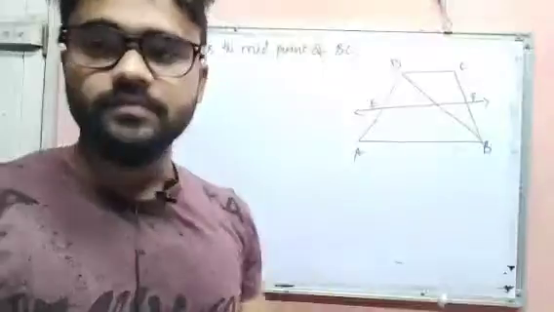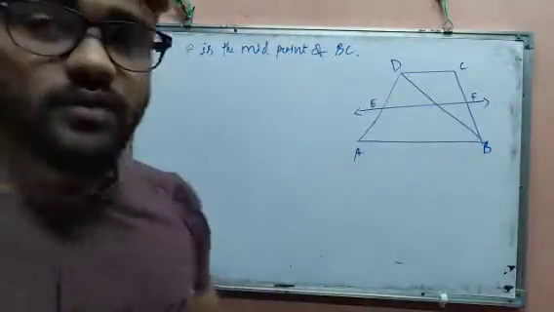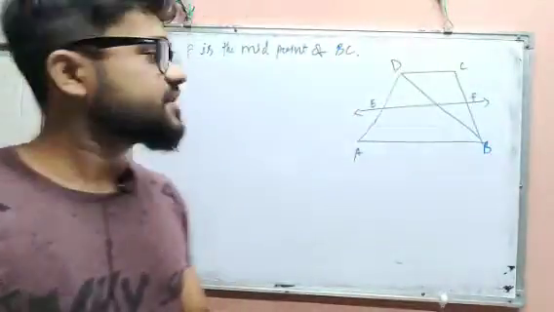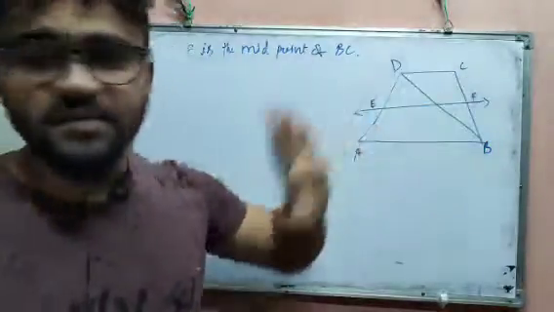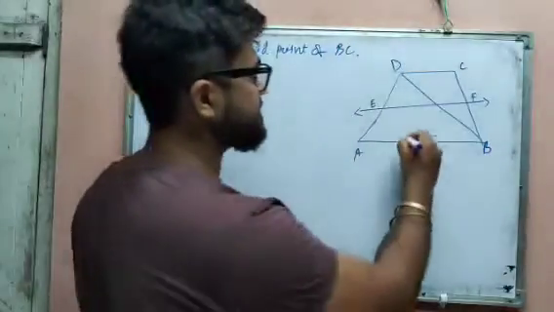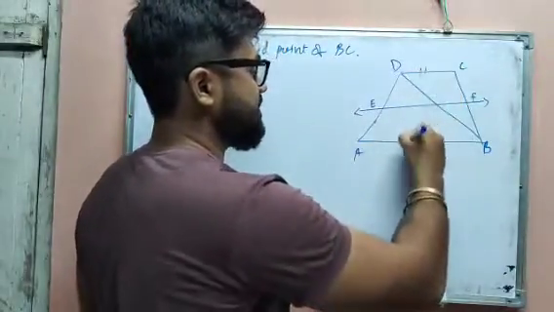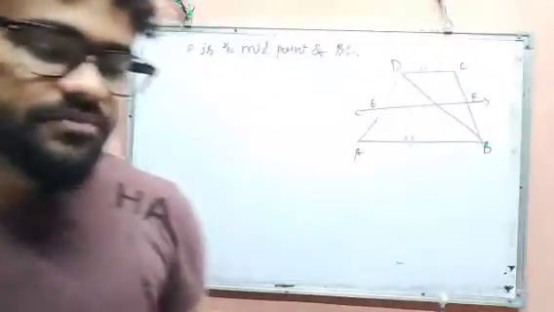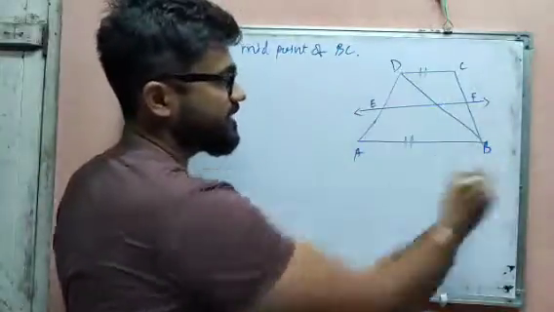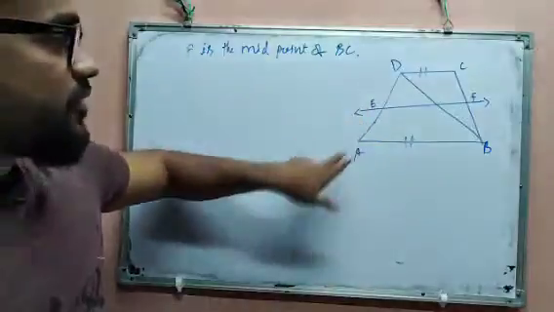Okay. So in this question, what is given? ABCD is a trapezium. And AB is parallel to DC. That is, this side is parallel to this side. Moreover, we are given that BD is a diagonal and E is the midpoint of AD.